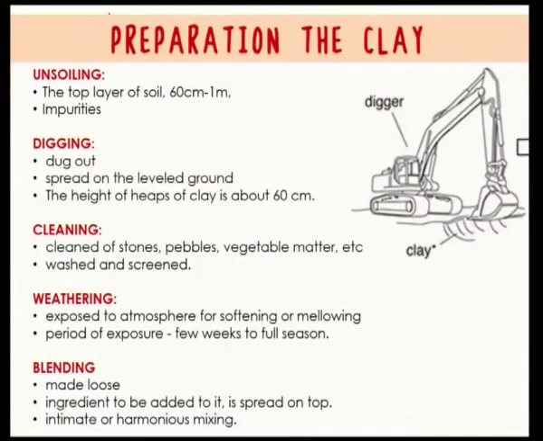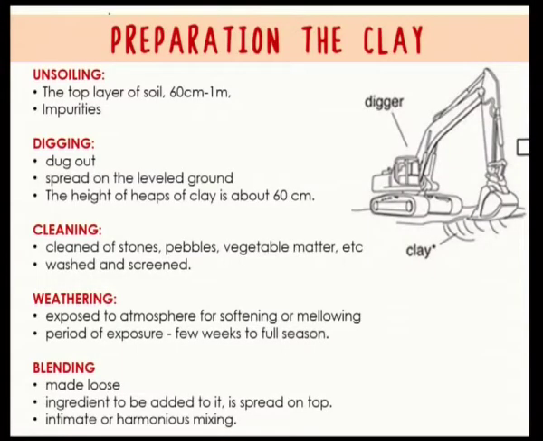You cannot just dig clay from the earth and start using it for manufacturing your brick. You first go through unsoiling. Unsoiling is basically removing the topmost layer of the soil. This topmost layer contains a lot of organic matter, impurities, leaves, dead insects and such stuff. So, this has to be removed to get a purer form of clay from the bottom layers. Next is the digging. You unsoil it, and next you start digging out the clay.